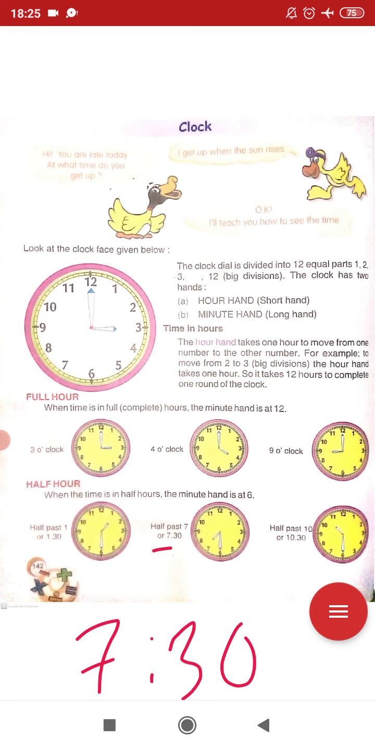तो कौन सा आवर नंबर क्या होगा? आवर नंबर 10 या 11 होगा? 10 होगा, क्योंकि अभी भी 11 क्रॉस नहीं किया आवर हैंड ने, पर 10 क्रॉस कर गया. सो 10:30, half past 10, that is the time. So how to read time in full hour and half hour, you understood. Now move on to next page.